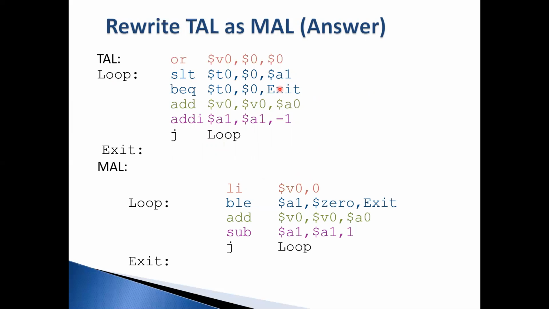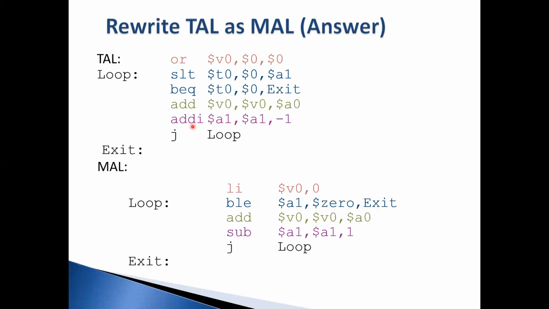So what does that mean? I'm actually comparing whether A1 is greater than or equal to 0, right? So I will use larger than or equal to 0. Okay. And then if it's true, then I will exit. And then this is the same.